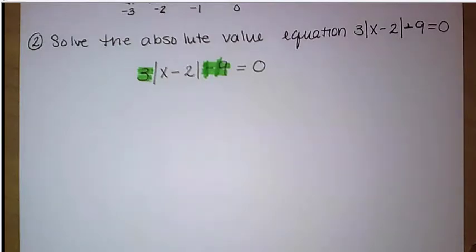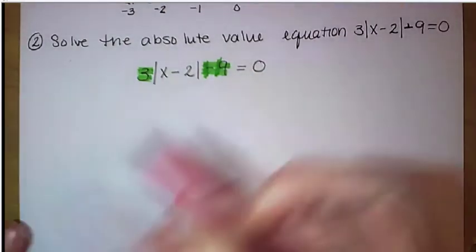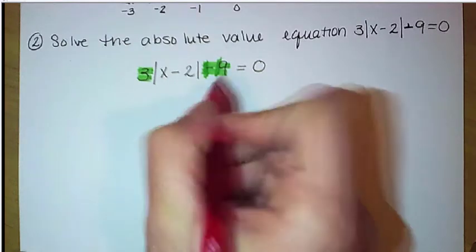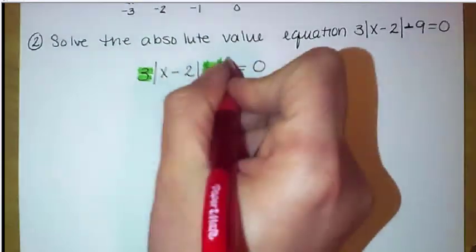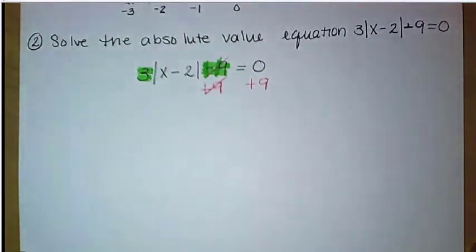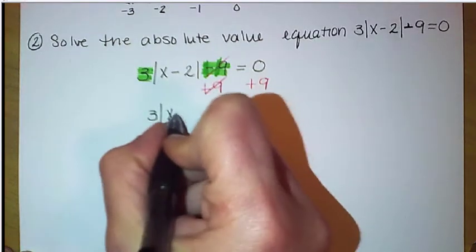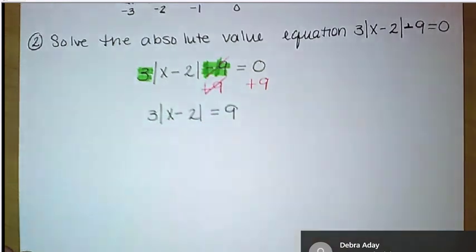So the first thing we're going to do is just like we did in the previous problem and any other problem where we're solving. We always want to move our addition or subtraction first. So we're going to add 9 to both sides, getting rid of this right here. So that would give us 3 times the absolute value of x minus 2 equals 9.